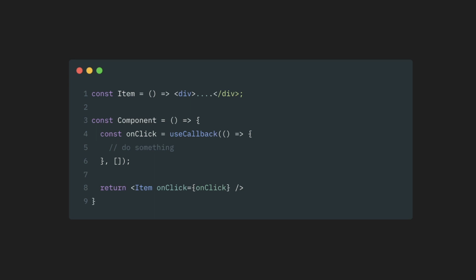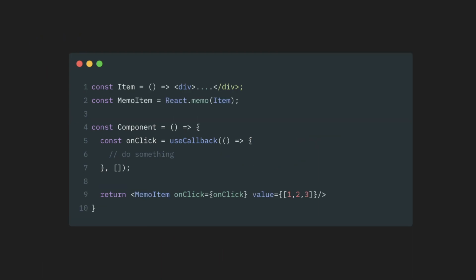Exactly the same story with the second example. Memoized onClick is passed to a component that is not wrapped in React.memo. Same situation. Parent re-renders, item re-renders, useCallback onClick does absolutely nothing.